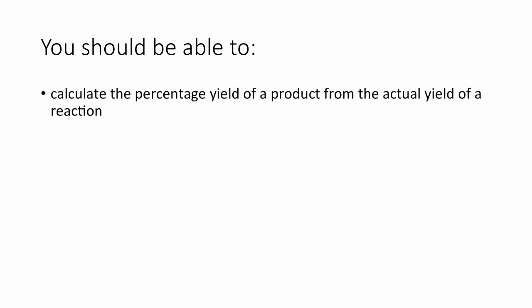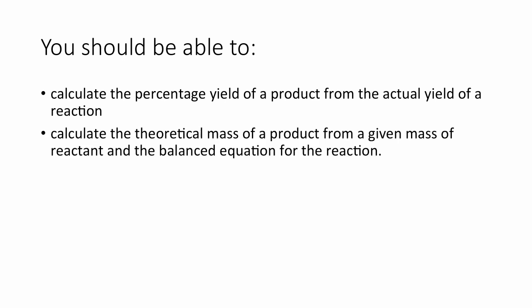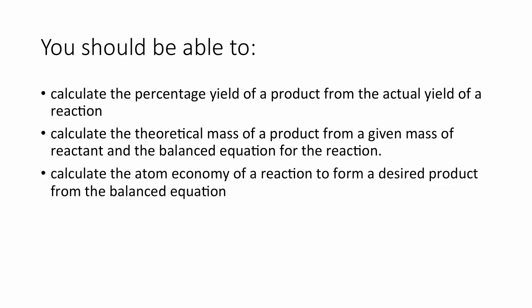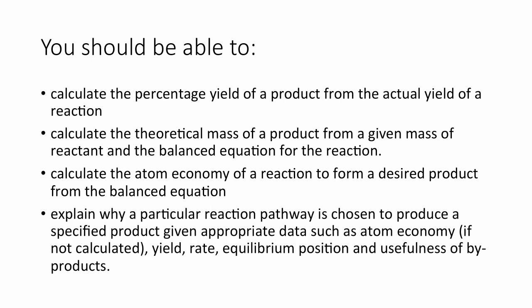Now, finally, you should be able to calculate the percentage yield of a product from the actual yield of a reaction, calculate the theoretical mass of a product given the mass of reactant and a balanced equation, calculate the atom economy of a reaction to form a desired product, and explain why a reaction pathway is chosen to produce specific products given appropriate data such as atom economy, yield, rate, equilibrium position and usefulness of byproducts.